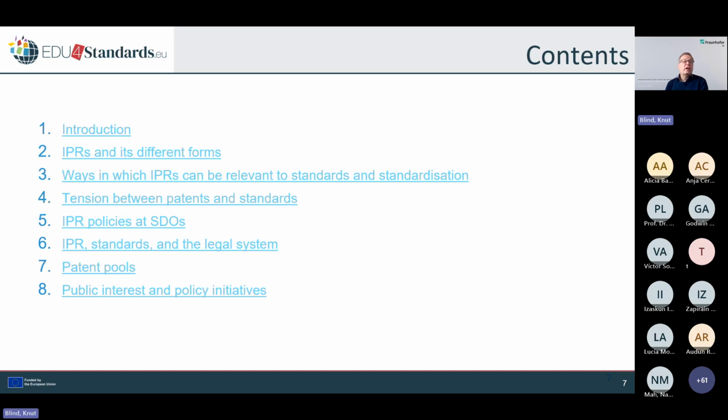We also look at different IPR policies at the SDOs, because they might differ a little bit. Then also the broader context, the legal system, and then we look at the instrument or type of organization which might help to commercialize your intellectual property rights, especially your patents. That means we are looking at patent pools, and why they make sense for both parties: the patent owners, but also the implementers.